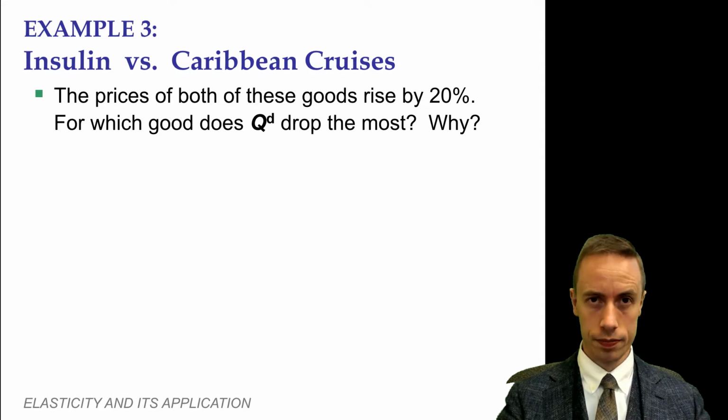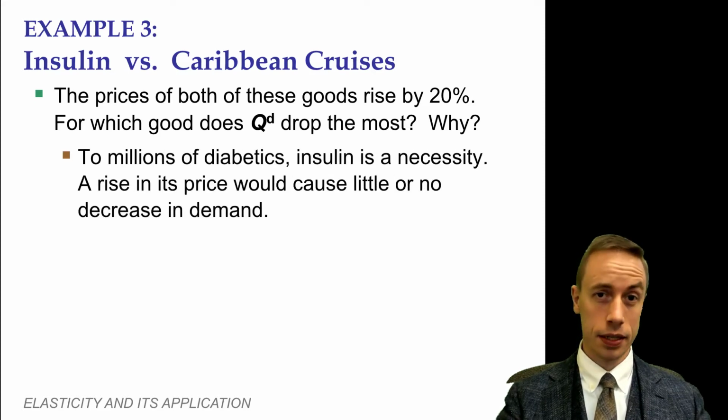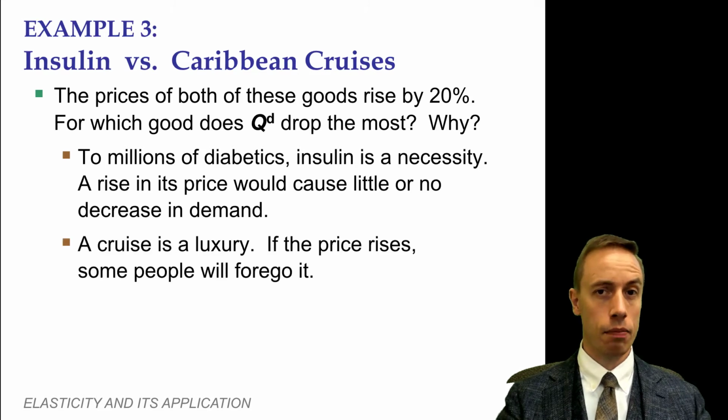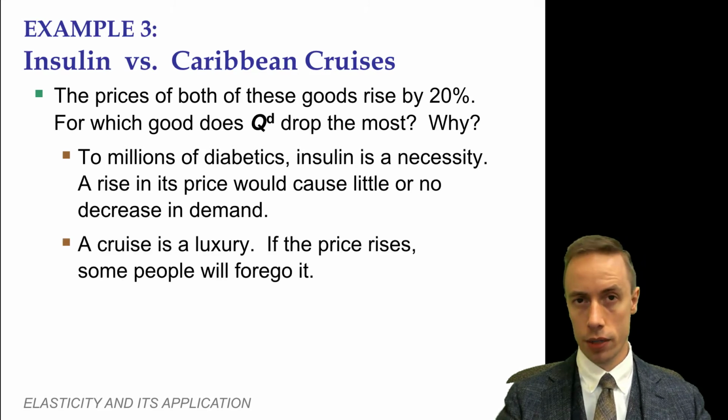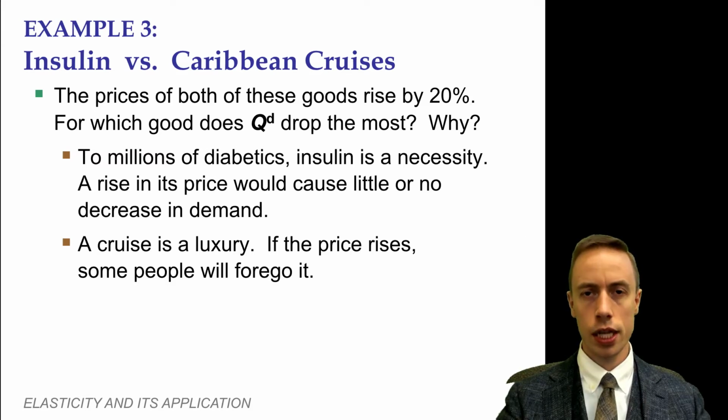This is very predictable. Insulin is a necessity for millions of diabetics. Yes, price has an impact on how much is bought, but it will be a very small impact because people need insulin. Caribbean cruises are an example of a luxury. Here, when price rises, it is much easier for customers to cut back on how much they buy. So when calculating the elasticities, in the denominator we have a 20% price change for both, but in the numerator, Caribbean cruises would have a greater quantity change, leading to a higher number for the elasticity.